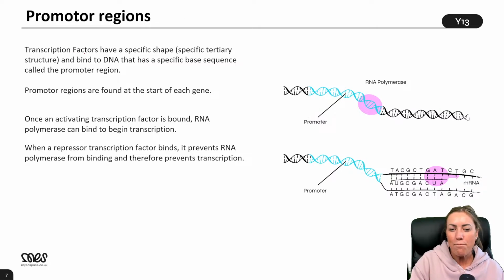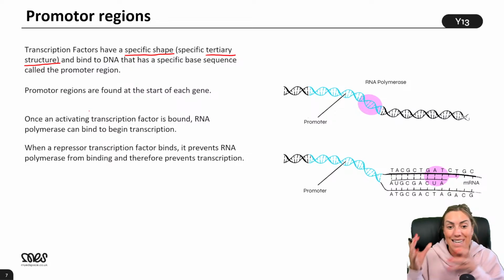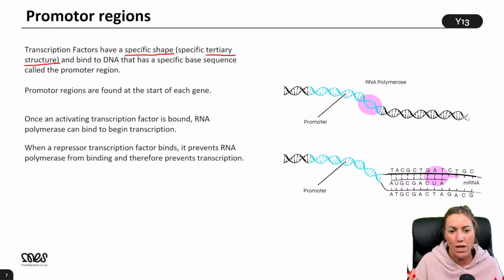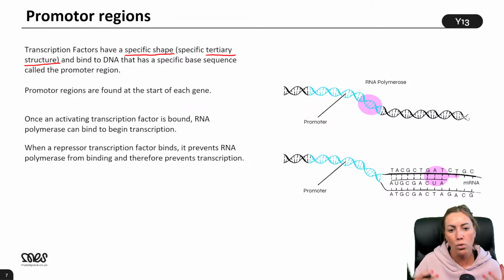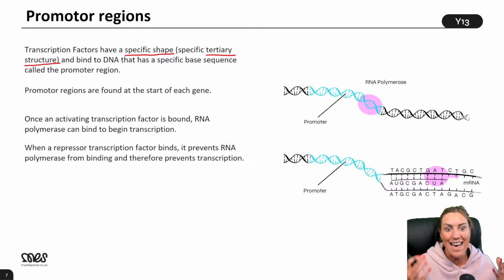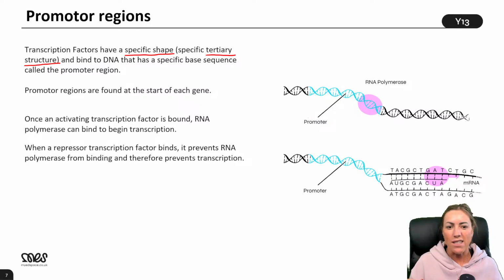So a bit of protein revision, yeah? Transcription factors have a specific shape. They are proteins. What do we know about proteins from year 12? They have a specific tertiary structure. So a transcription factor is a protein. So it's all about shape and structure. Guys, can you tell me which bonds hold the tertiary structure together? Yes, the 3D shape. These are globular proteins. Which bonds are going to hold the tertiary structure of these proteins together?